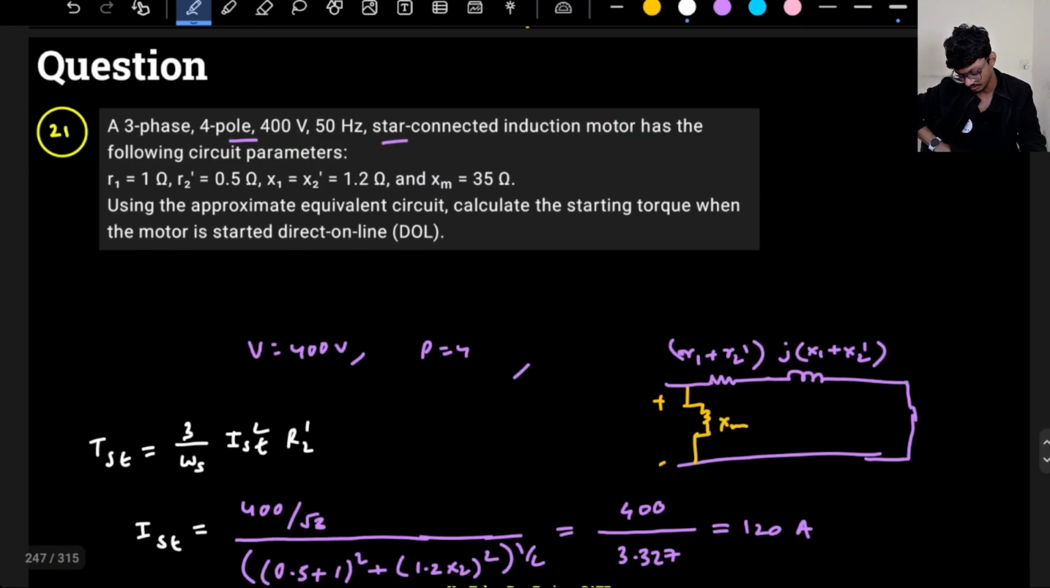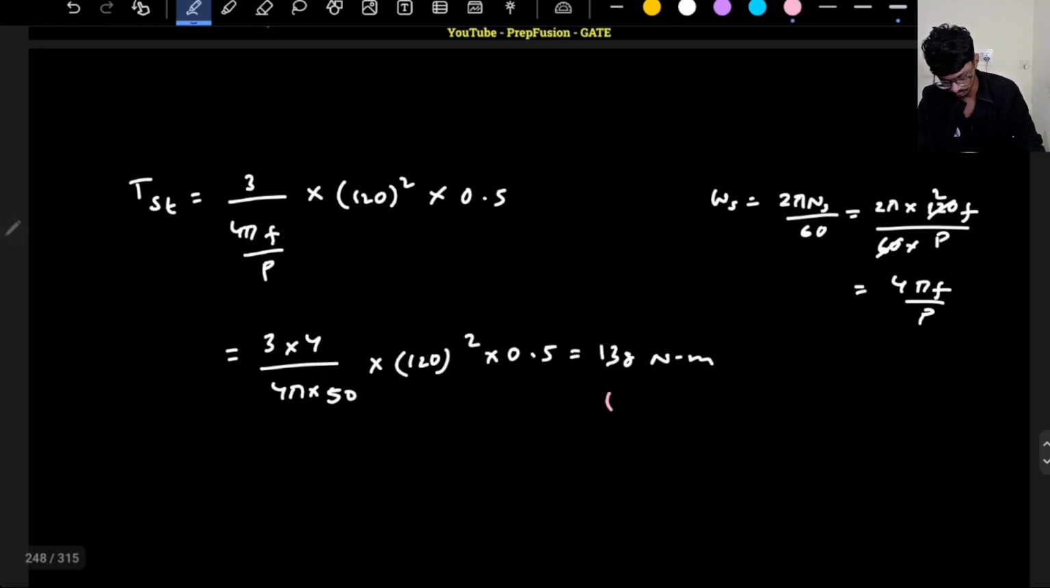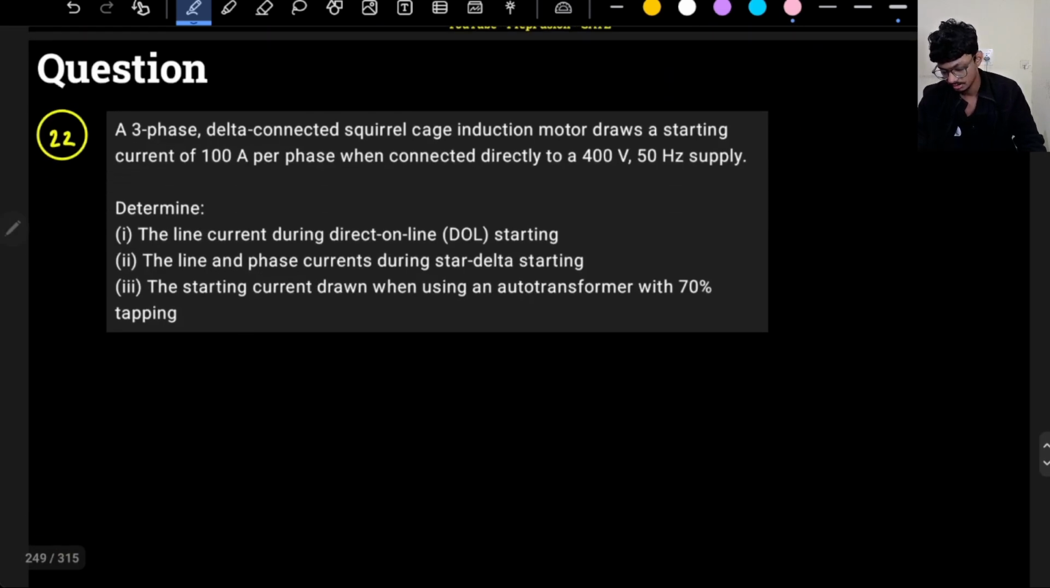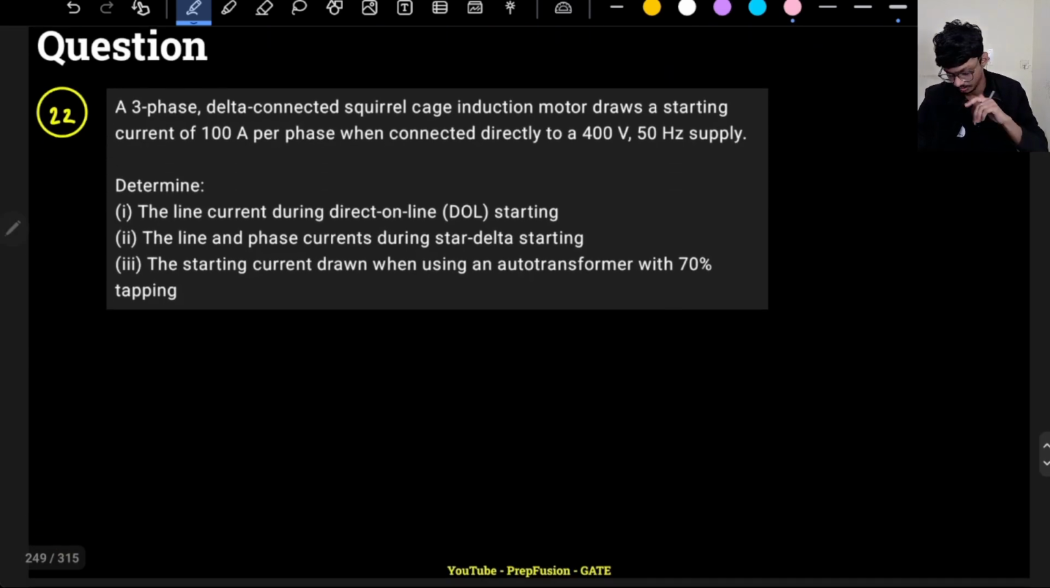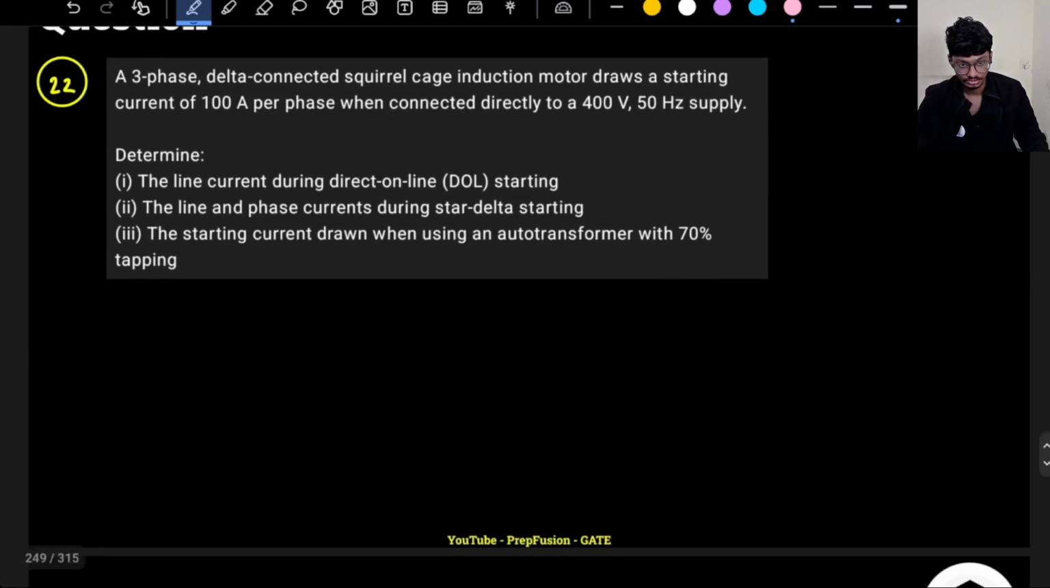So I don't know if there's some calculation mistake, because I have done the solution. It was coming out to be some 70 something, I don't know, 63 something. So I guess you guys can check it out, but for me the answer is 138 Newton meters. This is the answer. Okay, if there is some mistake, you can let me know in the comments below. Now let's do the next question.